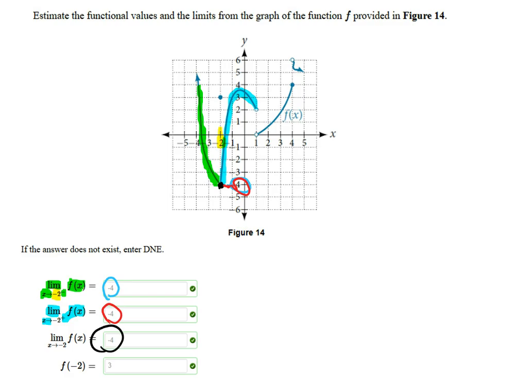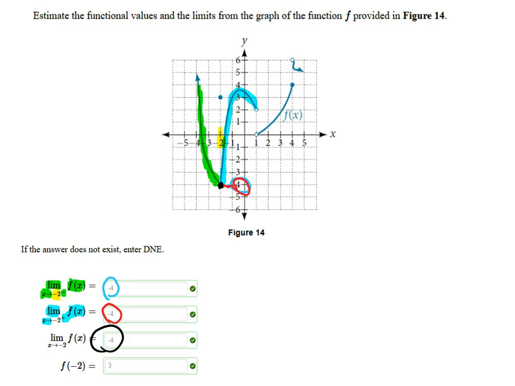However, that's the limit because that's what they're approaching. From both sides, you're approaching -4 on the y-axis. As you get closer and closer to -2 on the x-axis, your y-coordinates are getting closer and closer to being -4.